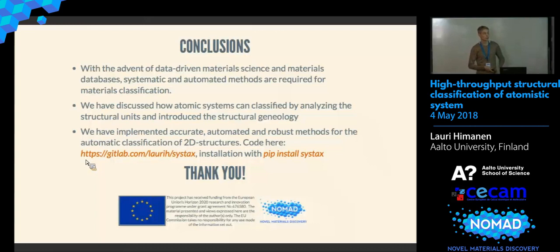So with this, I want to end with the conclusions. With the advent of these data-driven materials science methods and materials exploration, we really need automated methods for classifying these structures, because simply visual inspection is no longer a valid option. We've introduced a general concept of how structures can be decomposed into structural units, and introduced the structural genealogy. And for this classification algorithm that I have discussed, we have an implementation freely available.